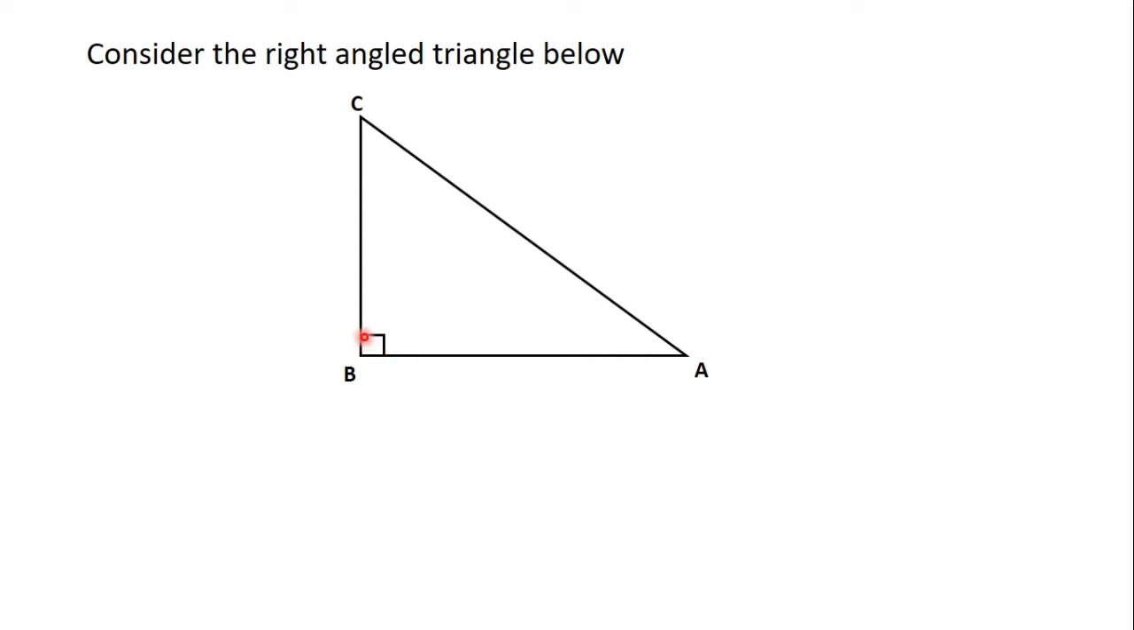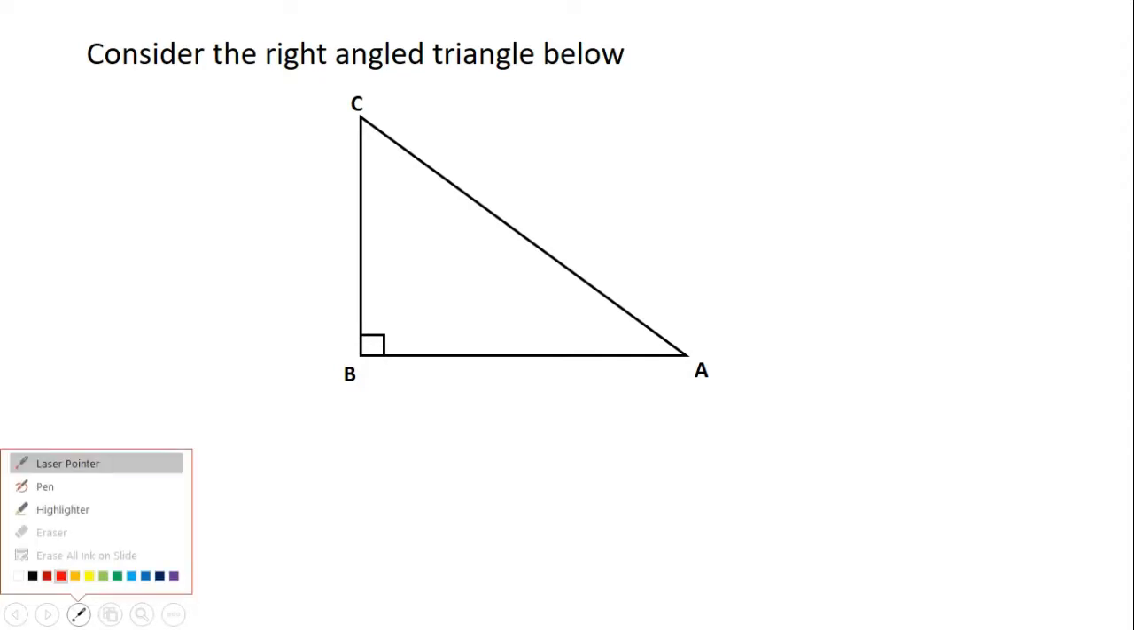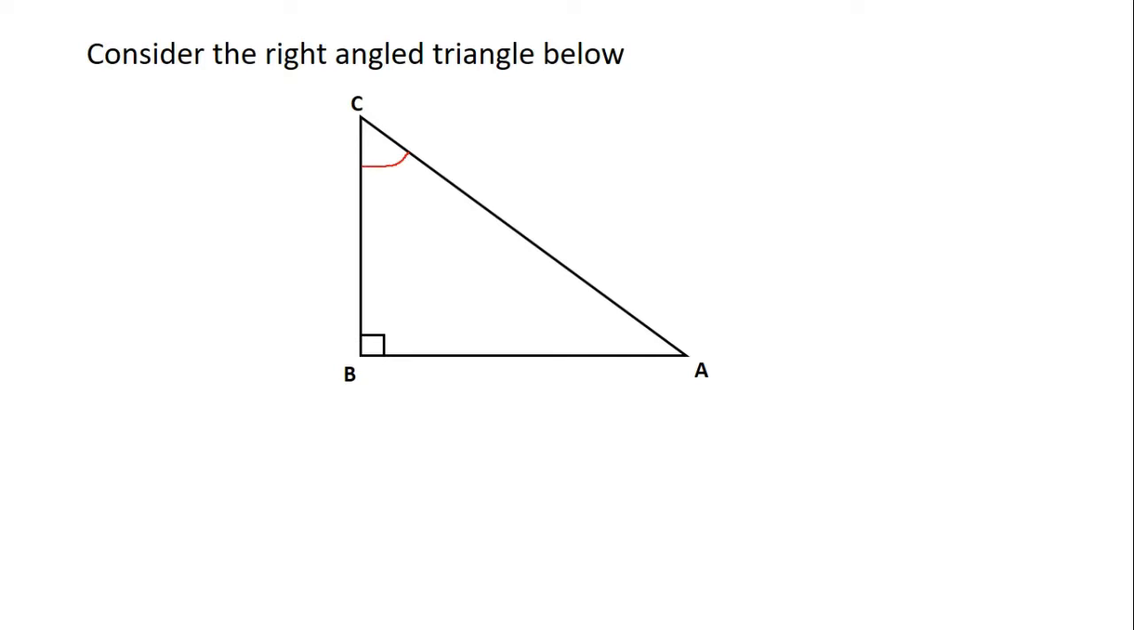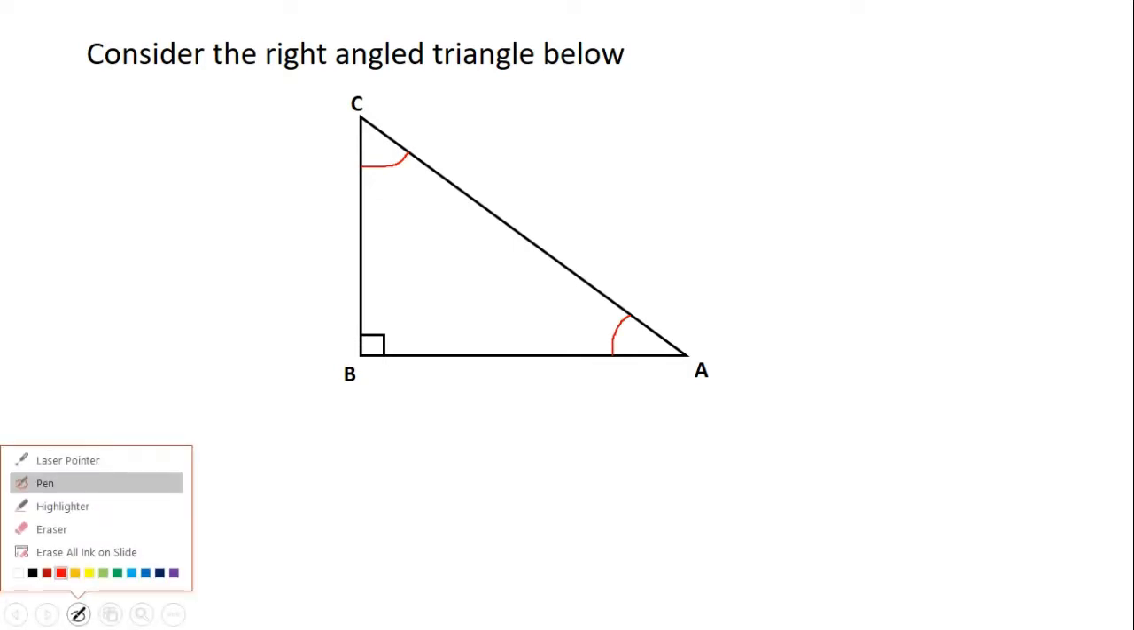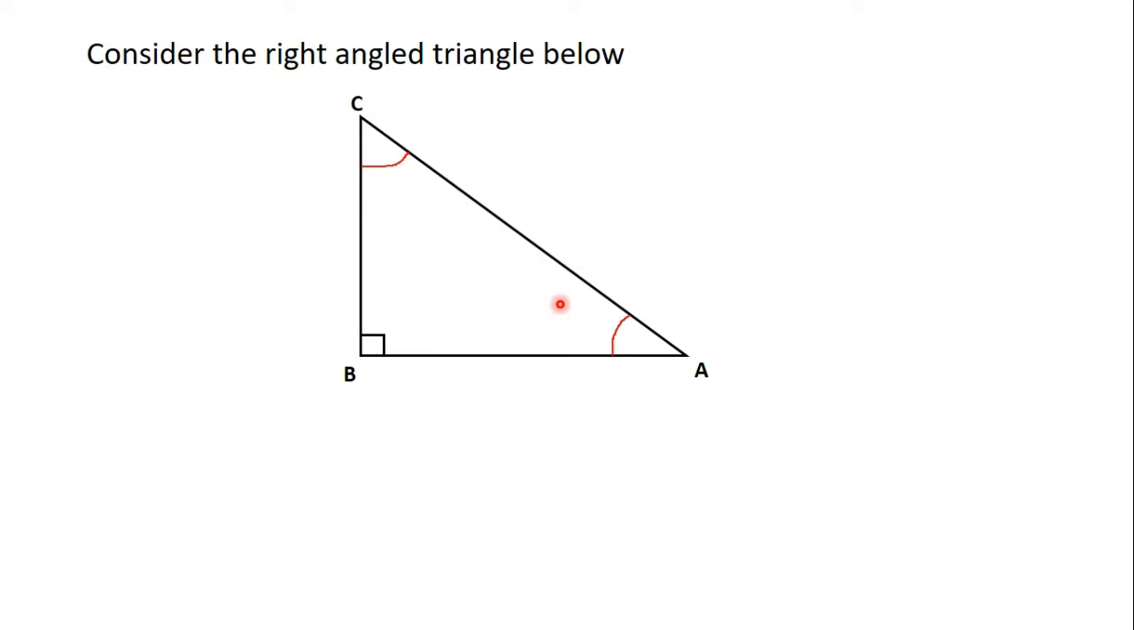Now you see that if this angle here is 90 degrees, these two angles here, I mean the angle that will be created at point C, and the angle that will be created at point A, these two angles will be acute angles. In the video on angles, we learned that acute angles are angles that are less than 90 degrees. So these two angles will be acute angles. These two acute angles, we can find them using the trigonometric ratios.